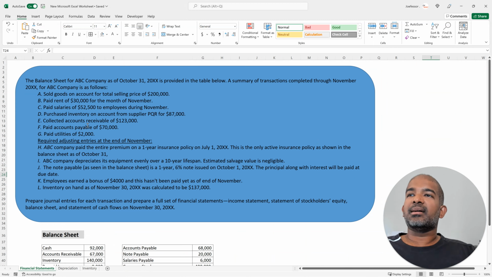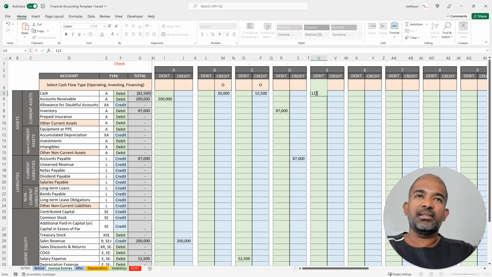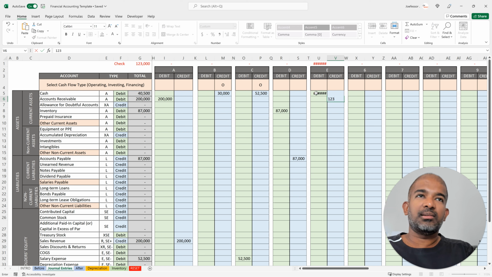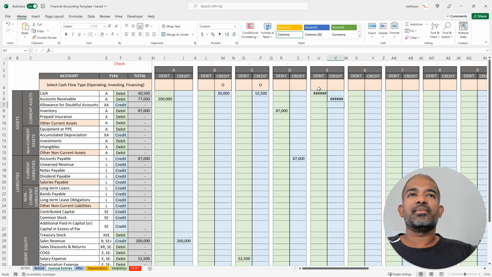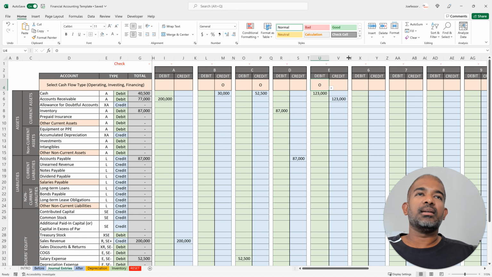Part E, collected accounts receivable of 123,000. I'm collecting accounts receivable of 123,000. So my cash gets debited, because I'm collecting cash. My accounts receivable would be credited. Again, my cash is an operational cash flow, so I put in O. If you want to see the numbers, you can widen the width of the columns.